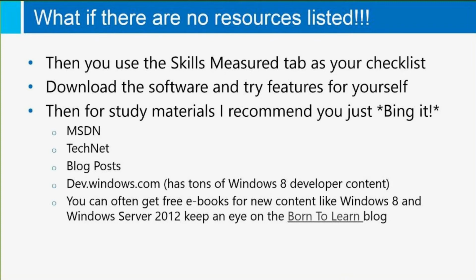So now what do you do? Well, you go back to that Skills Measured tab. You treat that like a checklist. One of the great things to do: go download a trial version of the product, play with it, try out the features yourself to figure out what they do. And for study materials, Bing it. Look up MSDN articles, find TechNet posts, find blog posts.